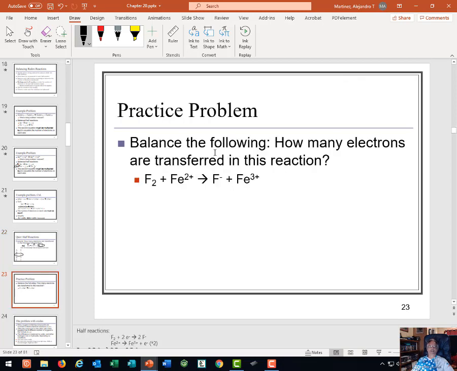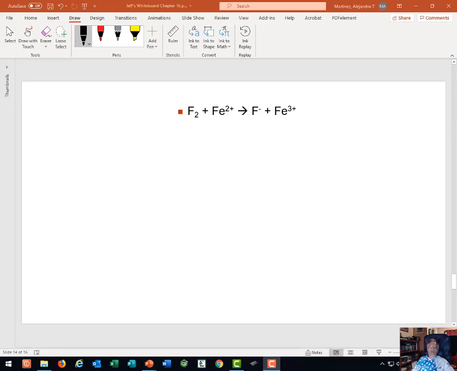So let's balance the following reaction. Let's figure out how many electrons are transferred in this reaction. So here is that reaction. First of all, let's take a look at fluorine. This is diatomic fluorine. It's in its elemental form. It has an oxidation state of 0. This is iron 2+. It gets its charge as its oxidation state, and that's going to be true for any monoatomic ion. It's the same as the charge. This is fluoride ion. That's a negative charge right there, so its oxidation state is -1.